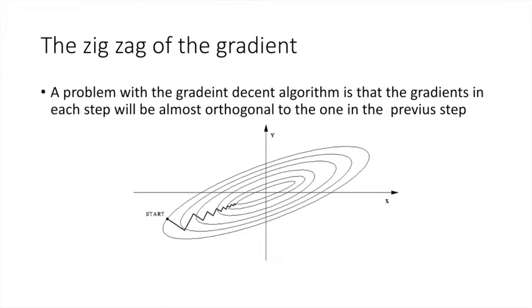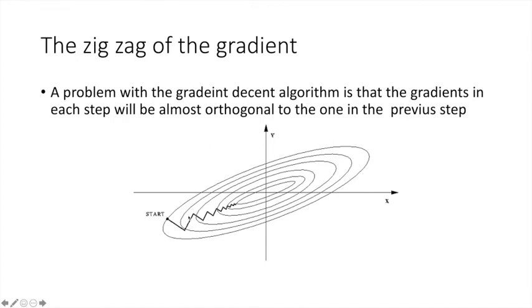So, the zigzag of the gradient. A problem with using the gradient descent algorithm is that the gradients in each step will be almost orthogonal to the ones in the previous step. So why do we zigzag? As we can see, we would not converge as fast as possible because in each step the gradient would zigzag and waste time instead of taking a step in the actual optimal direction.